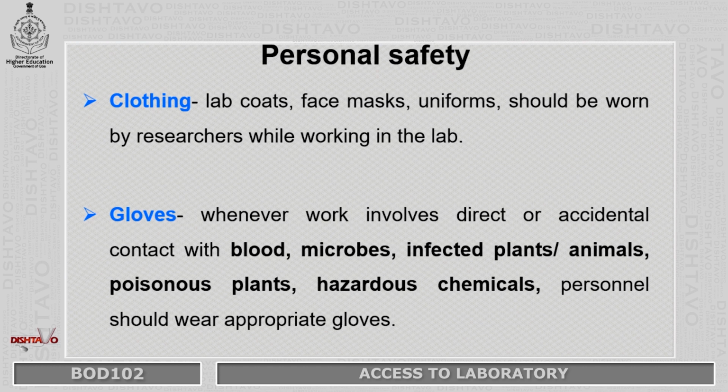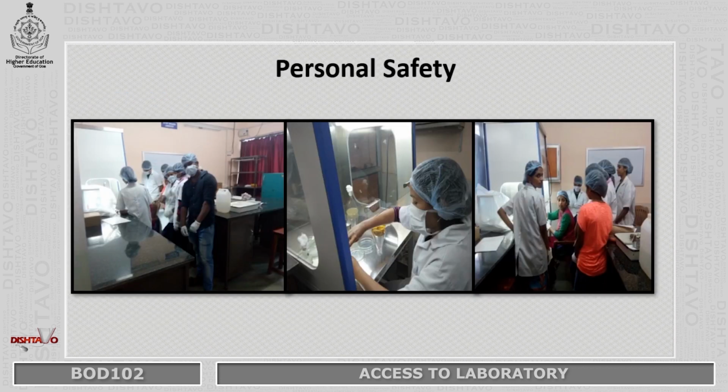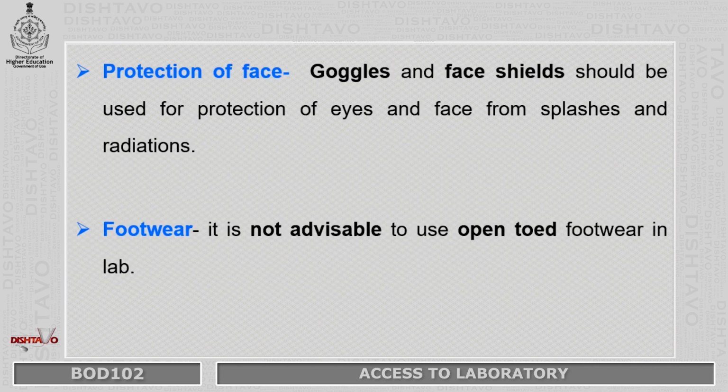Researchers, while working in the research laboratory, should take care and they should wear a typical type of clothing. That is, the lab coats. There should be face masks, uniforms. Then the researchers, if they are handling the blood or microbes or infected plants, animals, poisonous plants, hazardous chemicals, it is appropriate to wear the gloves. This picture shows the researchers doing work in the research laboratory with the protection gears.